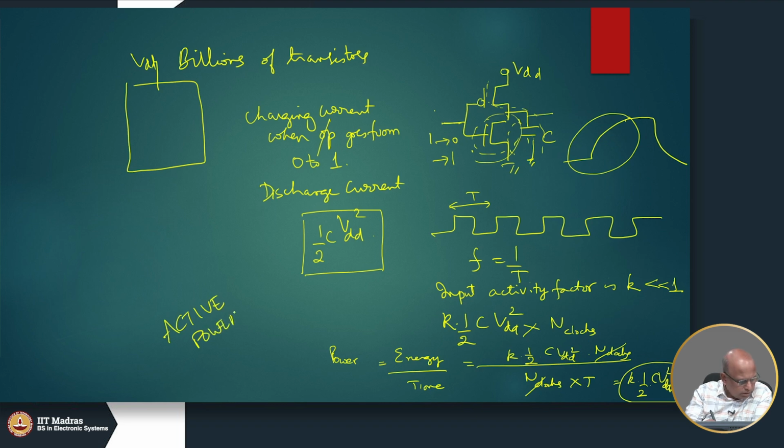The active power only gets dissipated when there is activity in the circuit. That means nodes are changing from 0 to 1 or 1 to 0. And we can multiply this by the number of gates. So, total power for n gates will be n multiplied by k times half C VDD square f.